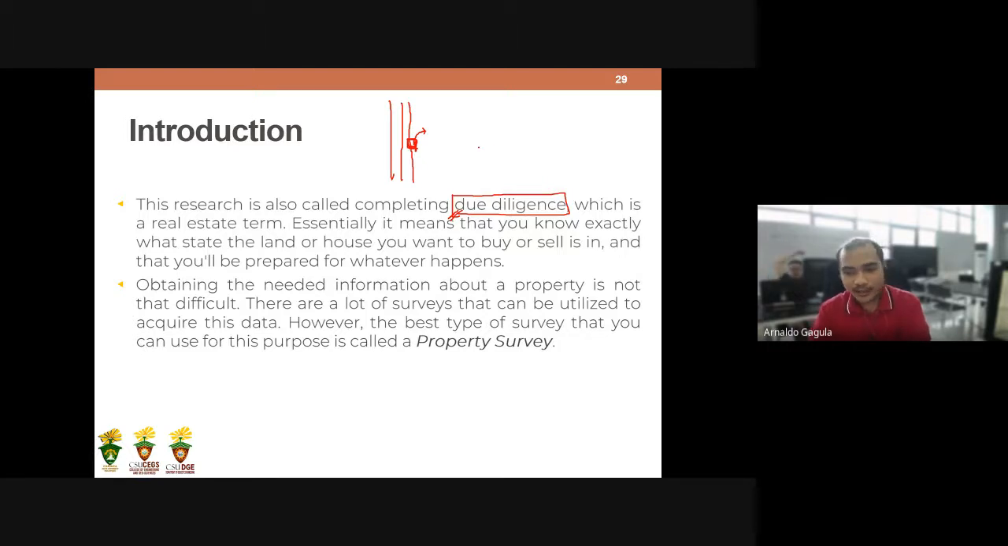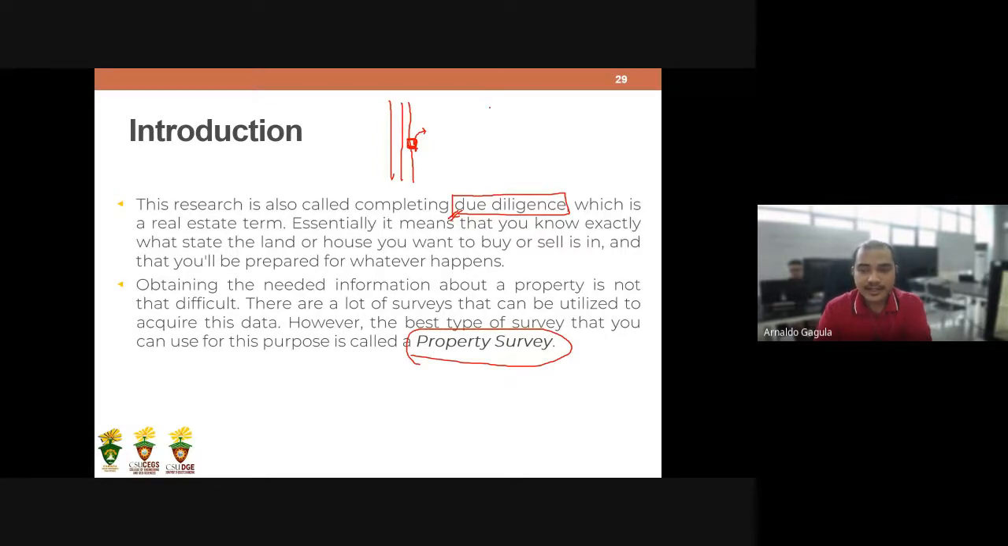Mo lagi barato ra gihapon, no? Pero at least na kay madawat compared sa wala. And obtaining the needed information about property is not difficult. There are a lot of surveys that can be utilized to acquire this data. However, the best type of survey that you can use for this purpose is what we call property survey.